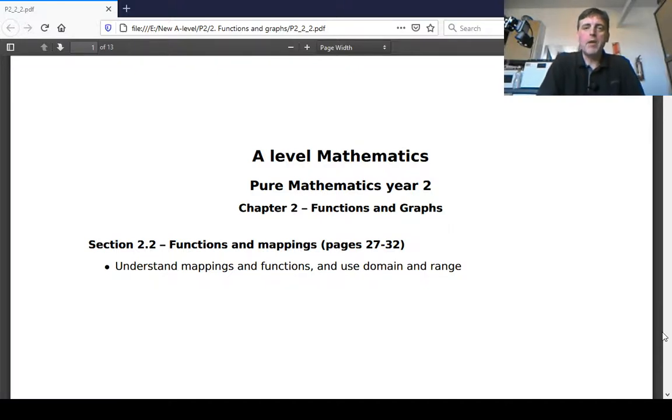Hello again, it's another A-Level Maths video here. We're looking at the Pure Maths Year 2 stuff at the moment. Section 2.2 of the textbook, which is headed Functions and Mappings.